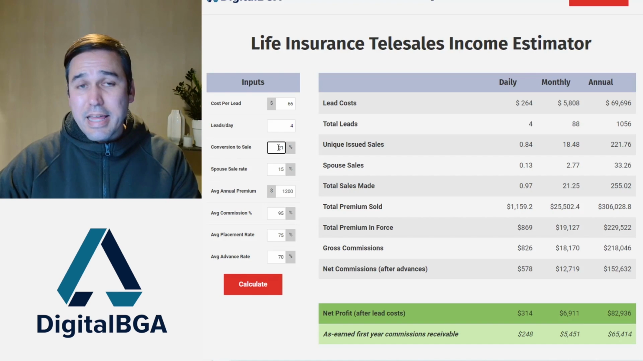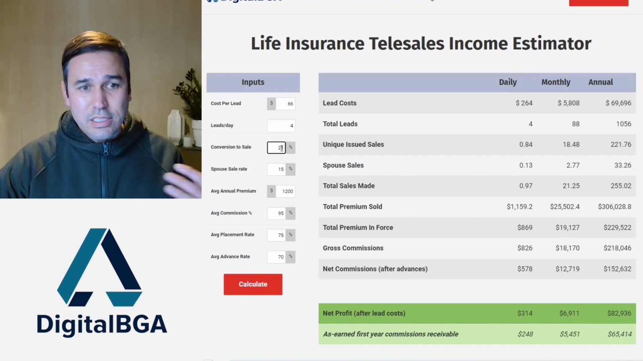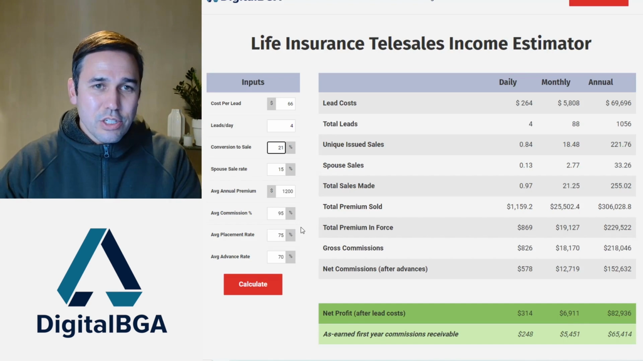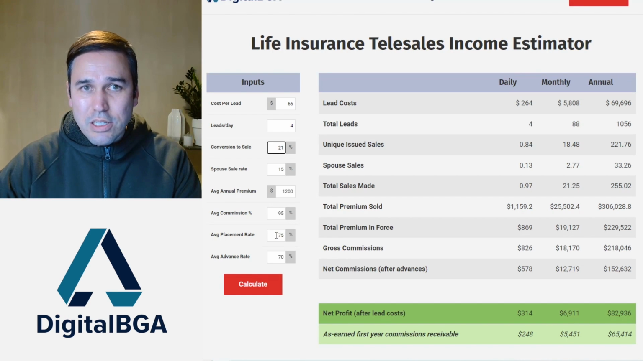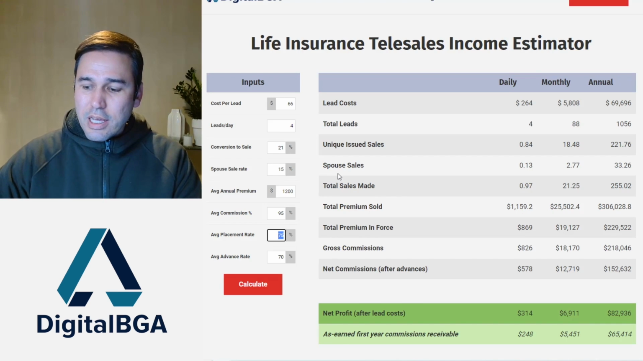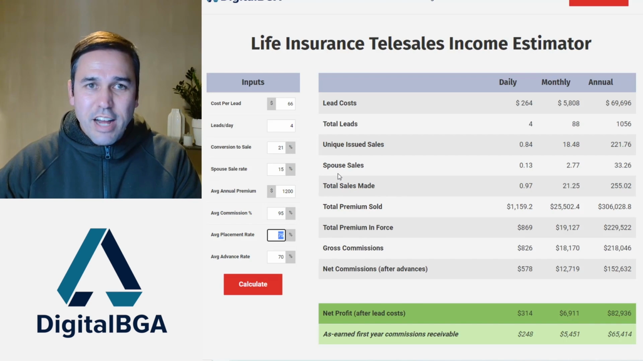And that even includes declines. Declines and whatnot, because that all works itself out in the placement rate here. And that was the issue. It was his placement rate. So placement rate, when we dug into the numbers, we looked at some of the carriers, it was anywhere between 50 to 55%.